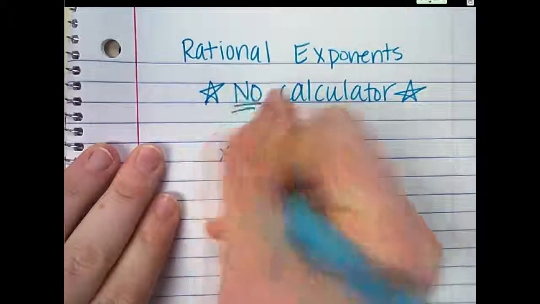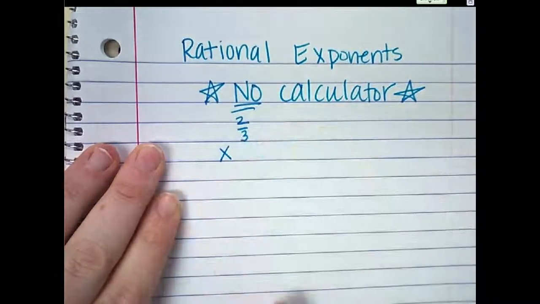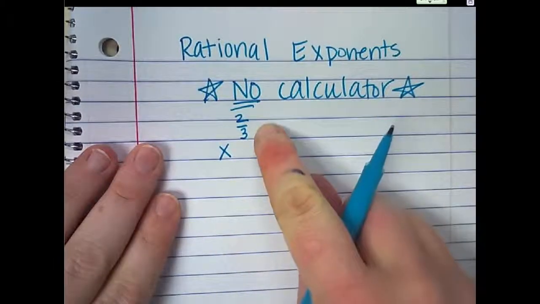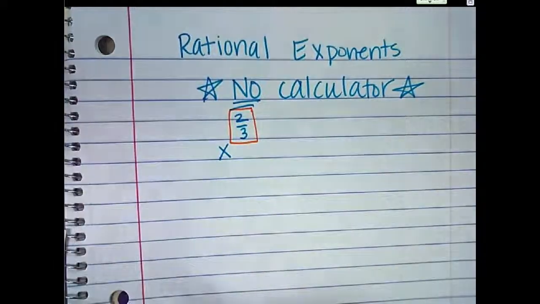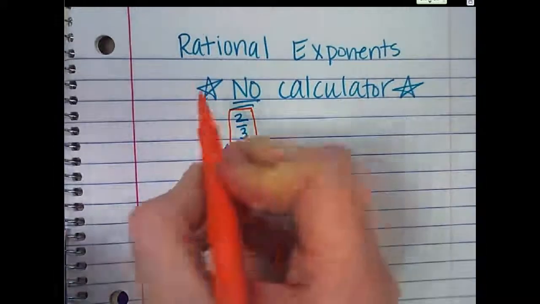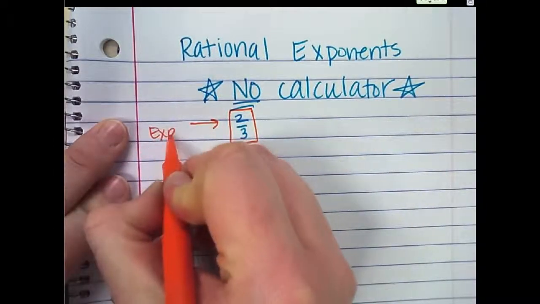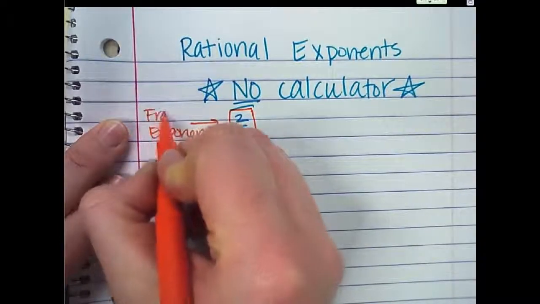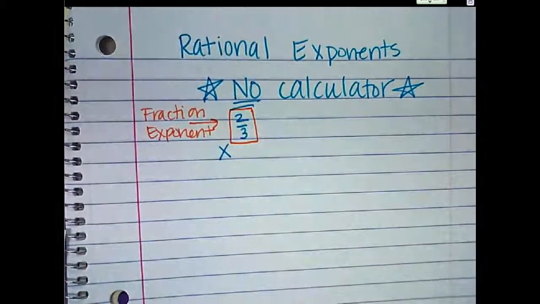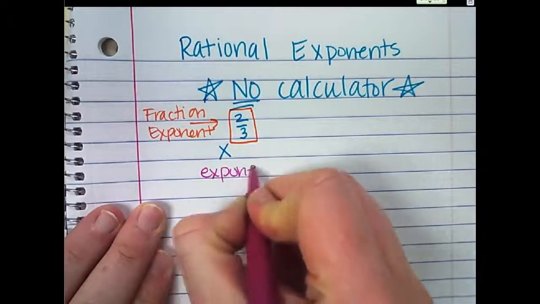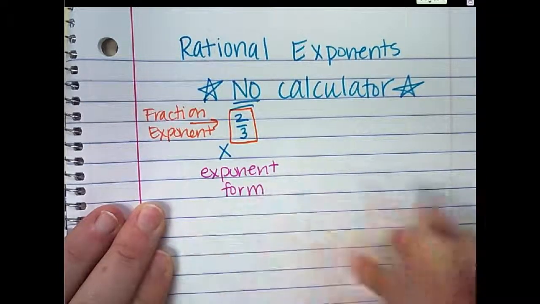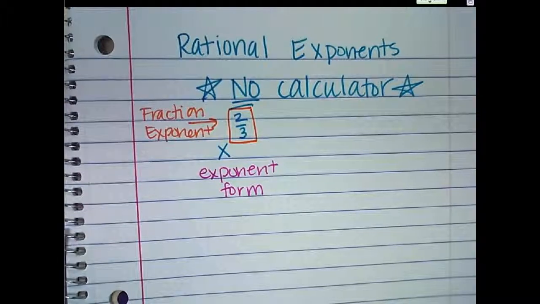Okay, so if I give you something like this, x to the 2/3 power, this is all that I mean by a rational exponent. It's still an exponent. Instead of a whole number, though, it's a fraction. That's all. So it's a fractional exponent, or a fraction exponent. That's all that rational exponent means, it's just in fraction form. So we call this exponent form, and we're going to rewrite that in radical form.